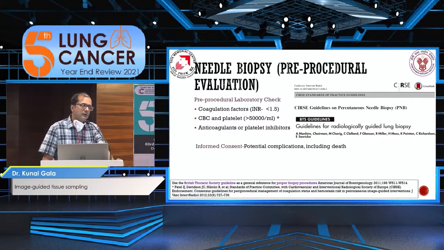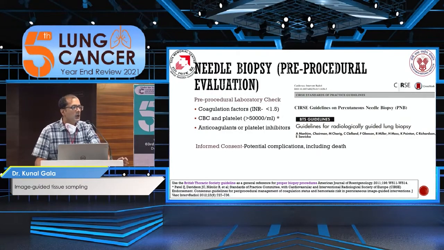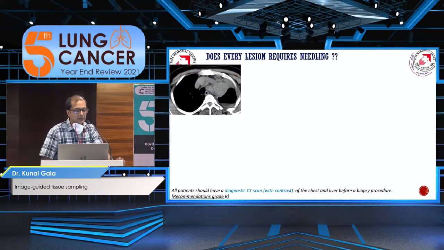Coming on to the pre-procedure evaluation, things for evaluation. One is a CBC and platelet of the patient, which the platelet should be more than 50,000. The coagulation INR should be less than 1.5, and patient needs to have previous imaging, anticoagulants and antiplatelets inhibitor needs to be stopped prior procedure, and informed consent regarding potential complication needs to be explained to the patient.